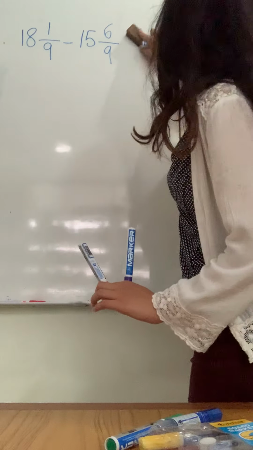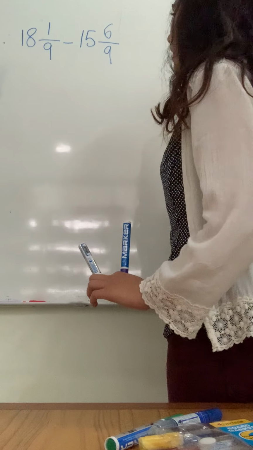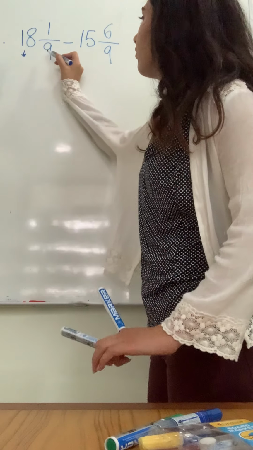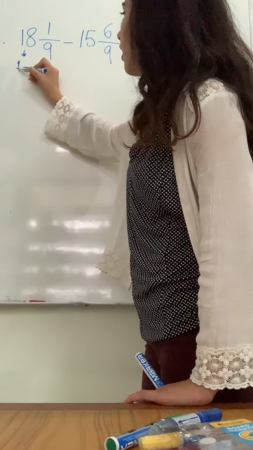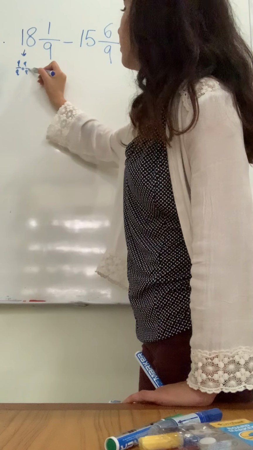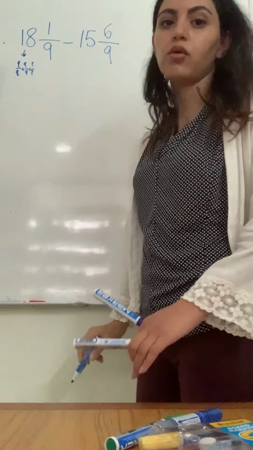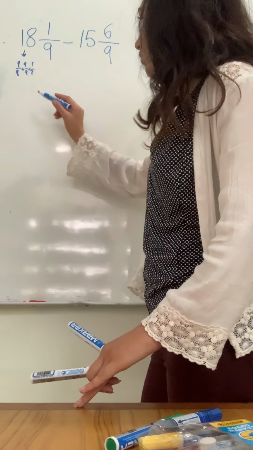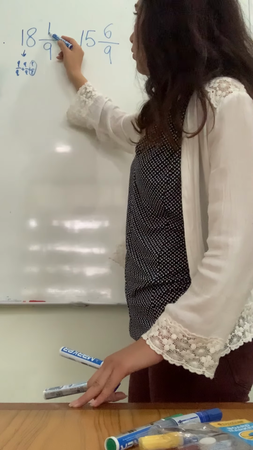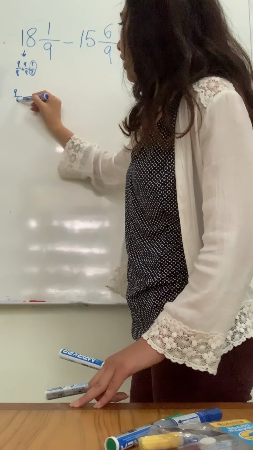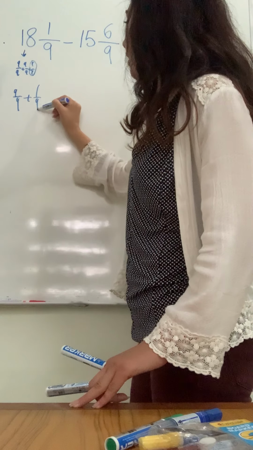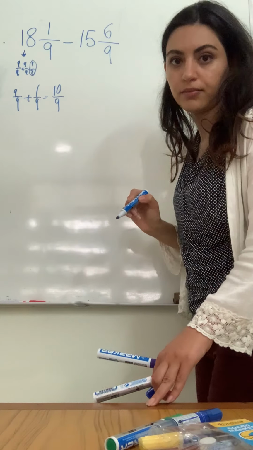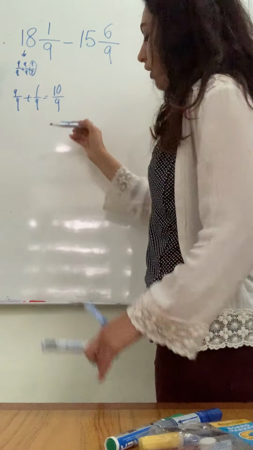So what do we do? We have to borrow from 18. What does 18 mean? 18 means we have how many 9/9? 9/9 plus 9/9 plus 9/9. Do I have to write it? You don't have to. We want just to take one 9/9. So we gave one 9/9 to 1/9. So we say 9/9 plus 1/9 equals 10/9.